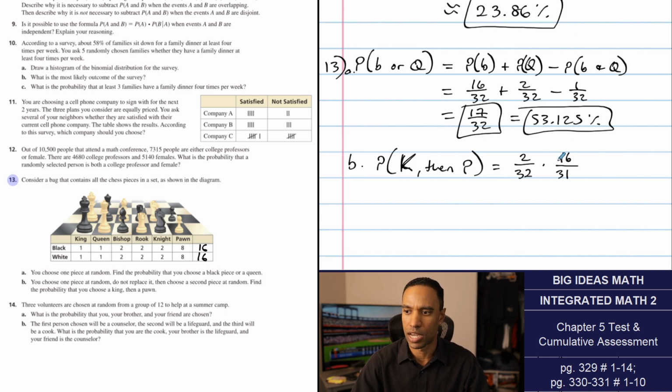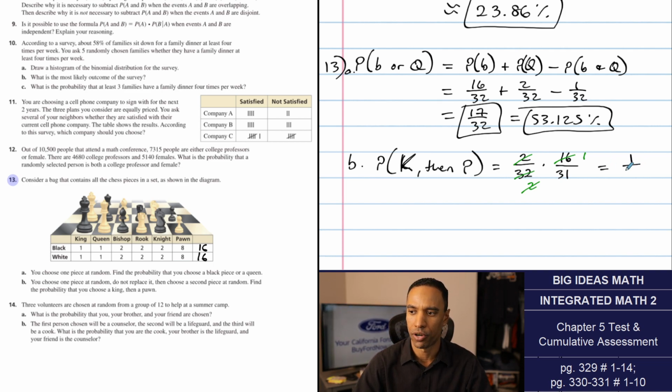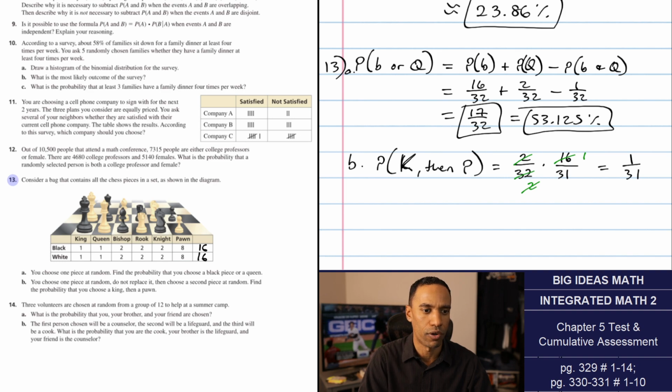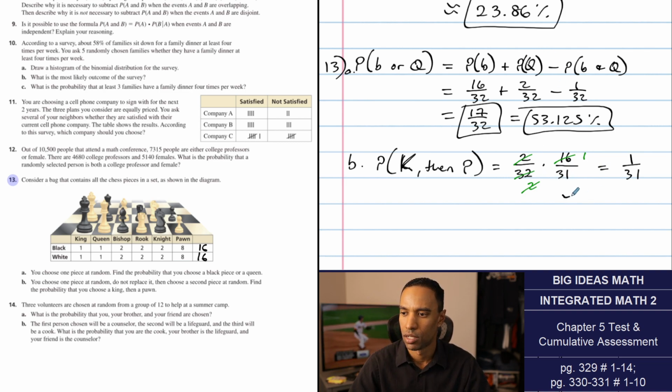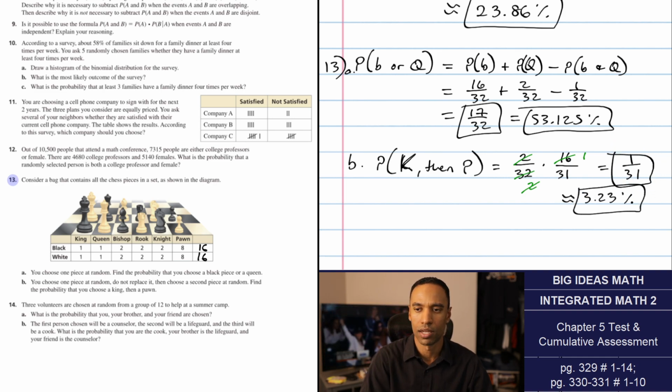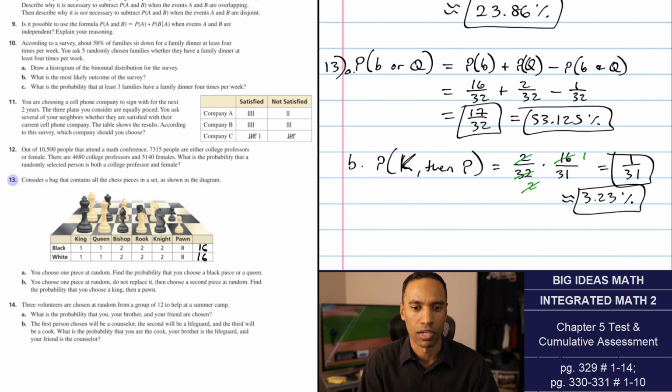So in terms of reduction, 16 out of 32 is 1/2 and 2 out of 2 is just 1. So you're left with 1 out of 31. The probability of making that happen is 1 out of 31. And 1 out of 31 as a percentage is about 3.23%. Like that. So 1 out of 31 or 3.23%. And that, ladies and gentlemen, is the end of number 13.